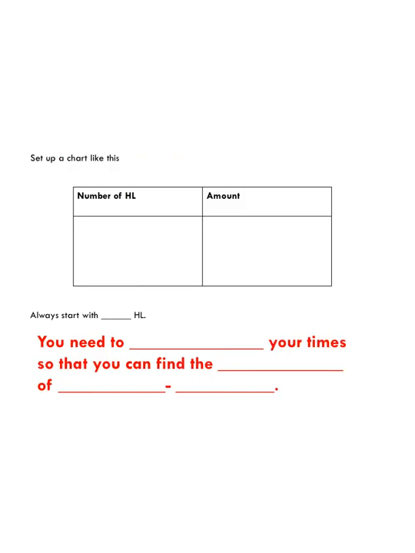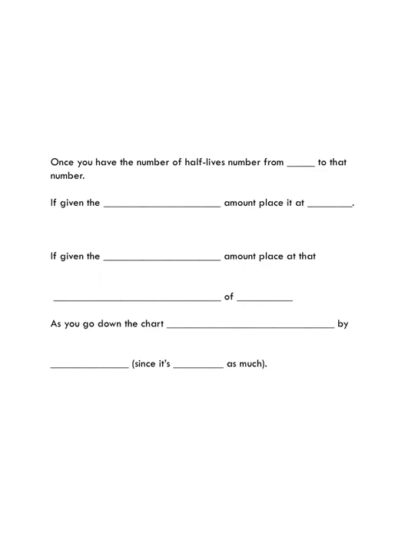Okay, so your chart's going to look like this. On the left, we're going to do number of half-lives. On the right, that will be amount. So in the beginning, no time has passed yet, so you're going to put 0 half-lives. Then you need to divide your times, given 2 types of time, so that you can find the number of half-lives. And you'll go ahead and number on that chart from 0 to whatever number that you found.